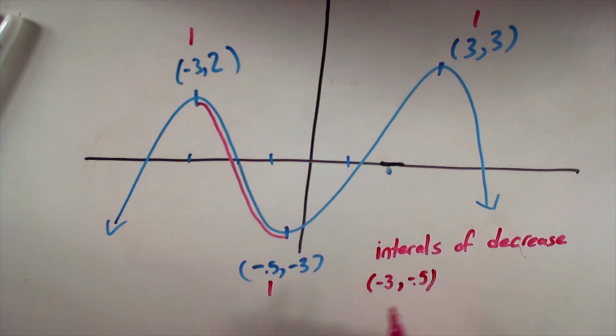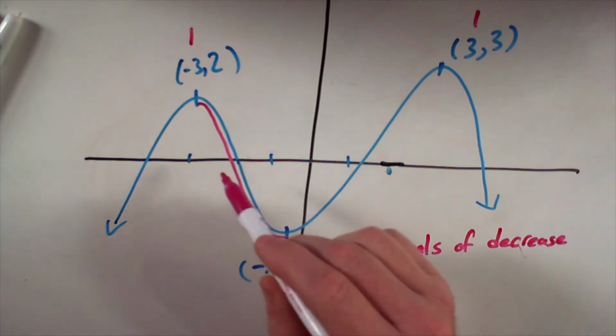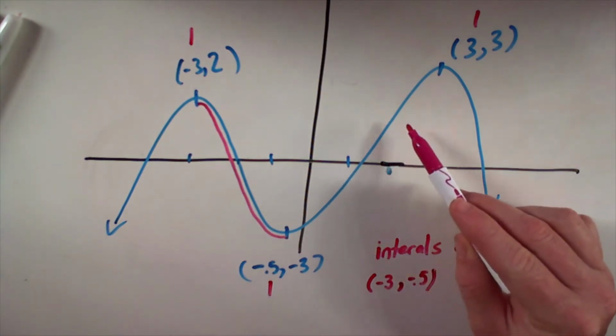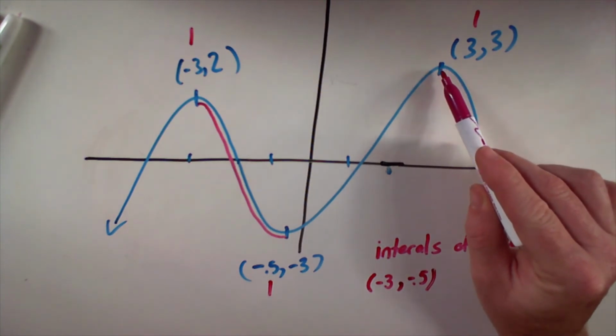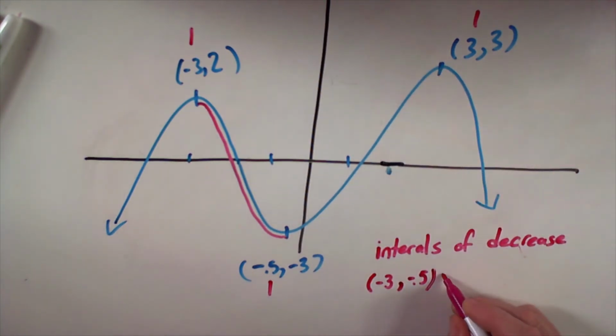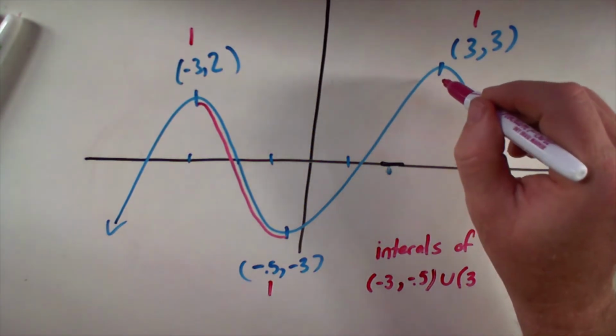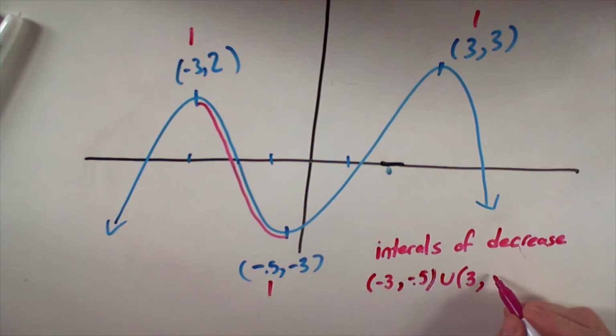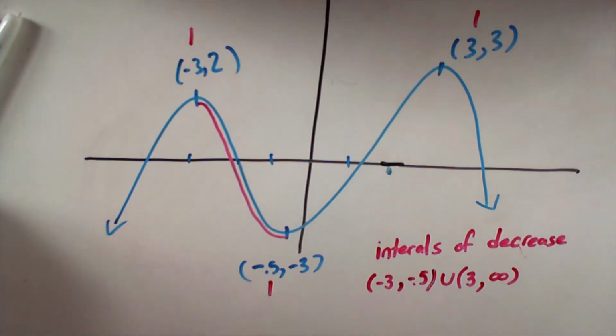Then we are going to see, all right, so that was one down. Are we going to go down again? So we're going up, we're going up, we get to this point. So we're going to union this with 3, and then it goes on forever. So it's going to decrease from 3 to infinity. There are my intervals of decrease.